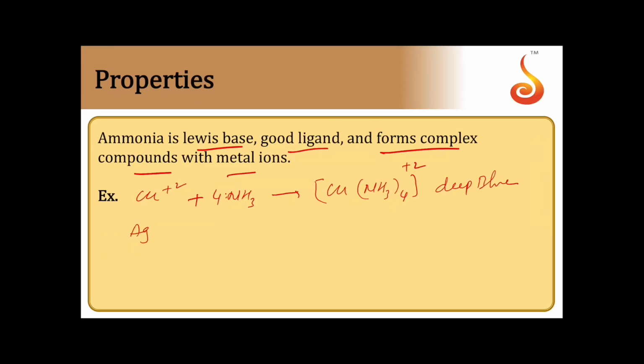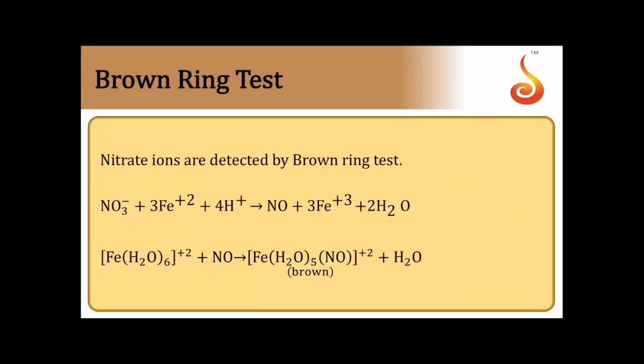Suppose you take solid silver halide with ammonia, the silver ion also forms a complex. Ag(NH3)2 plus and Cl minus are formed. This is completely soluble, a soluble complex, silver diamine chloride. In that way, ammonia forms complexes, a very good complexing agent.